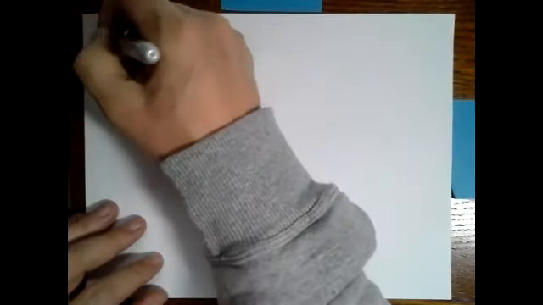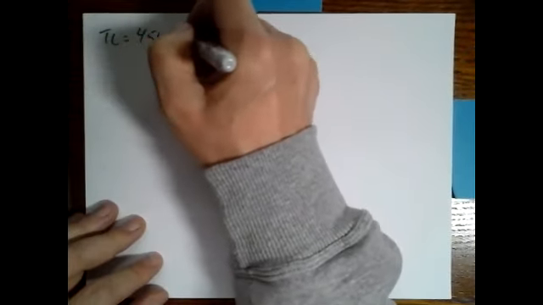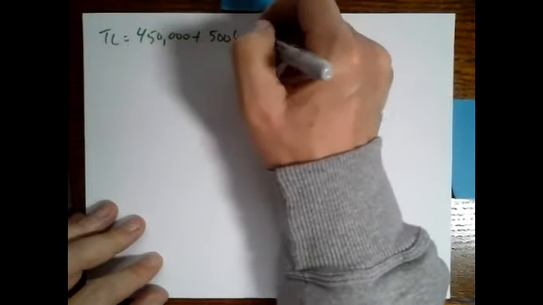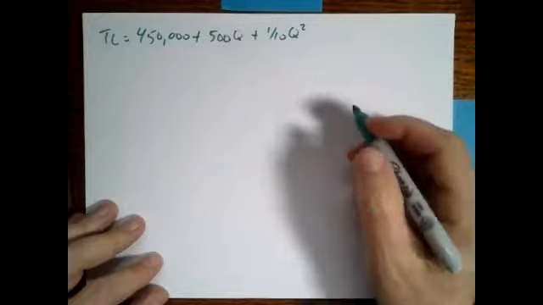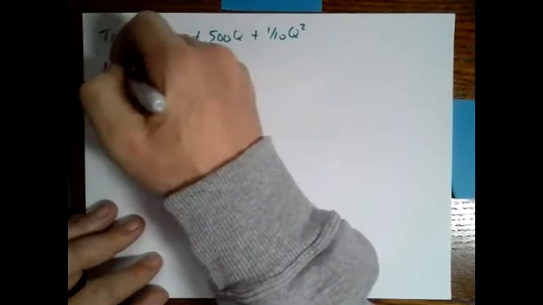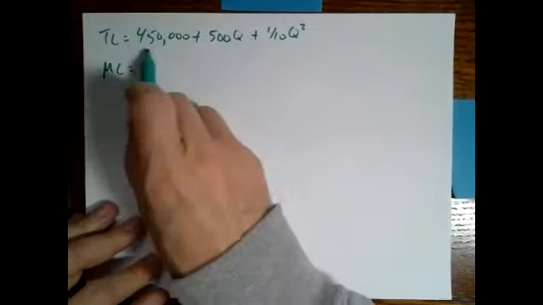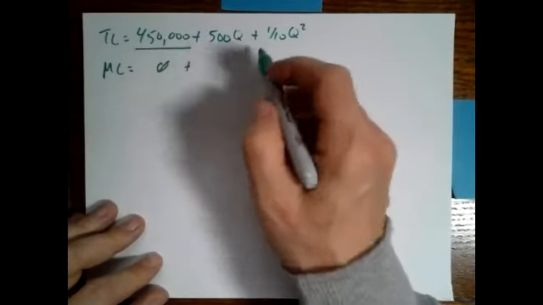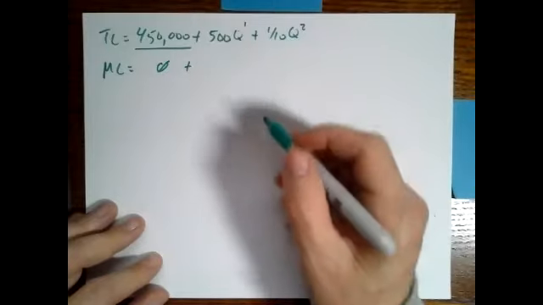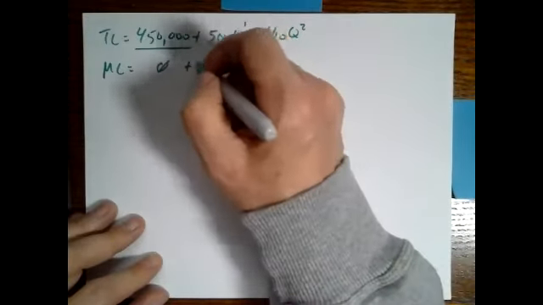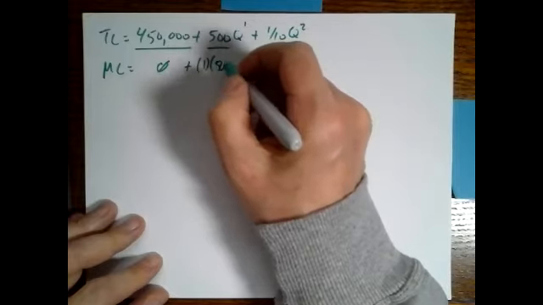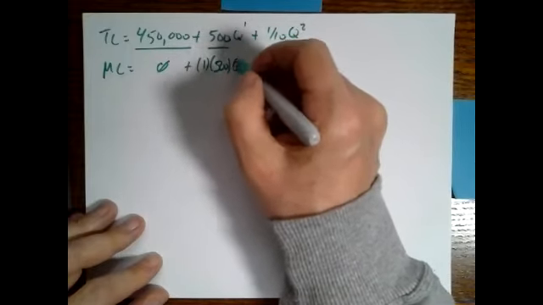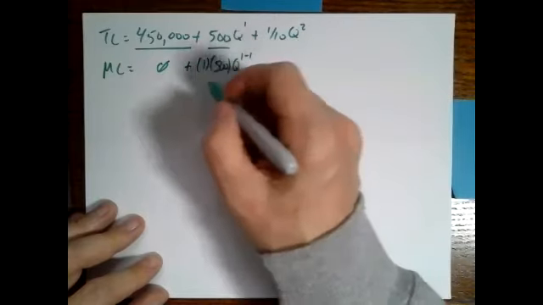Let's do another one based on what we did in the finding the marginal cost video. So we did one where total cost is 450,000 plus 500Q plus 1/10 Q squared. How do we calculate marginal cost? Any constant just goes to 0. This 500Q is really 500Q to the 1, so we bring the 1 down, we bring the constant down, 500.